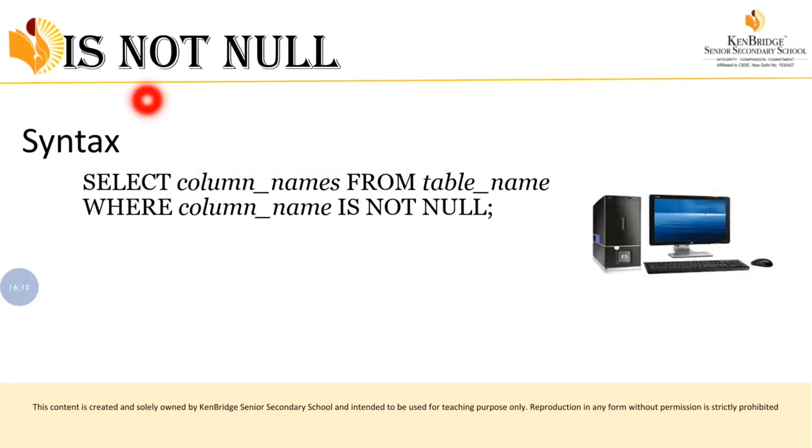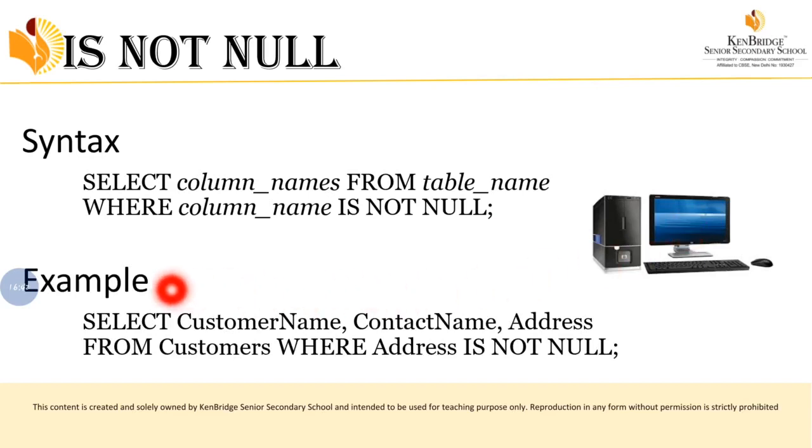Here is the syntax for IS NOT NULL. The same thing: SELECT column_name FROM table_name WHERE column_name IS NOT NULL. There we used IS NULL; here we are using IS NOT NULL. Example for this: SELECT customer name, contact name, address FROM customers WHERE address IS NOT NULL. So likewise, you can use the IS NULL and IS NOT NULL operators in SQL.